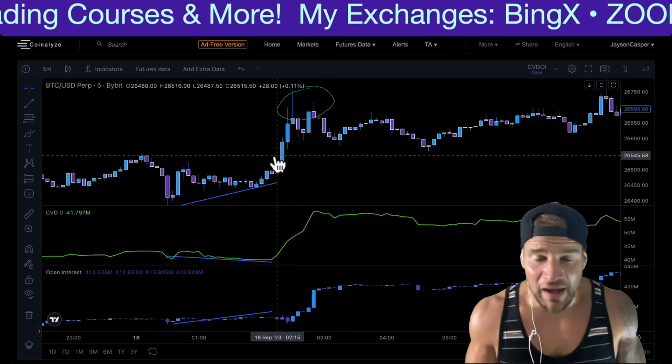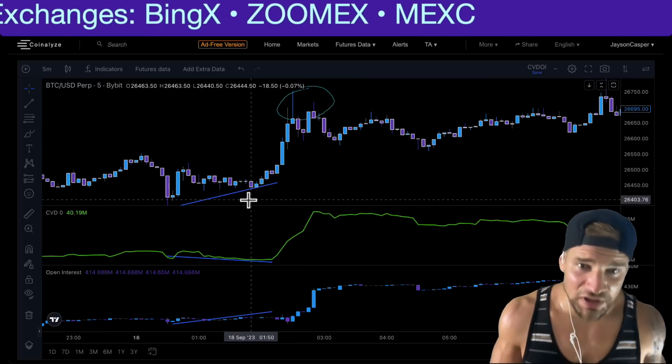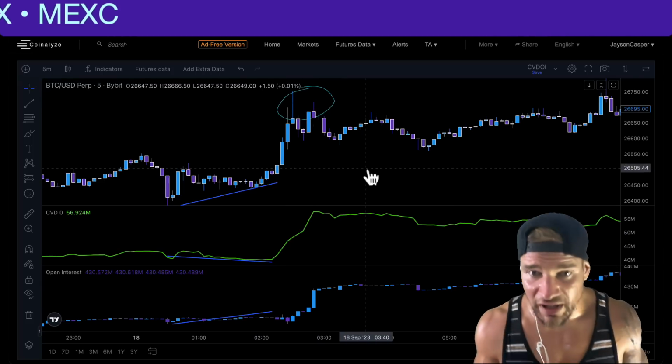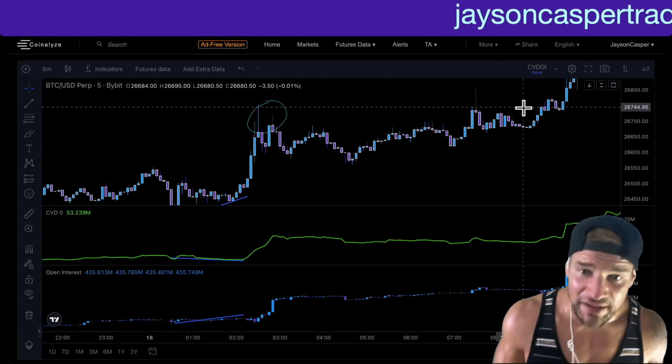So we can know that this was not a short squeeze that happened. Even though we saw the bullish divergence at this low, this is actually not a short squeeze. This is real money coming to the market. And then we can actually have the confidence to continue to hold this to higher prices.